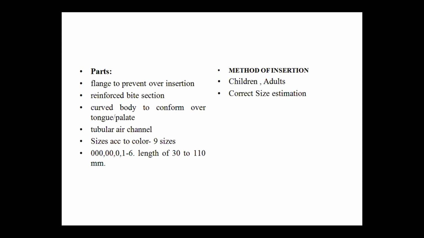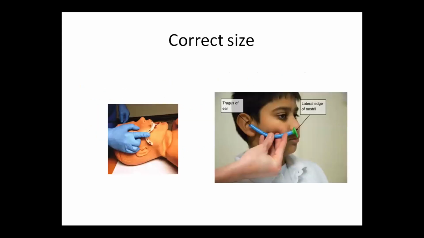So correct size estimation. Now, how do you do the correct estimation? I have compared both nasopharyngeal and oropharyngeal here on one slide. So for the oropharyngeal airway, you put the flange at the angle of the lip and the tip should come to the angle of the mandible. While in the nasopharyngeal airway, the tip should be on the tragus of the ear, and the flange should be on the lateral edge of the nostril. So this is the way we estimate the correct size, and we should always put the optimum size airway.